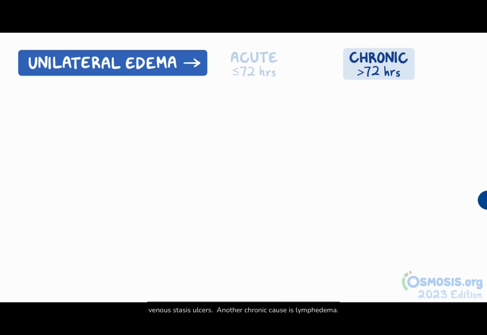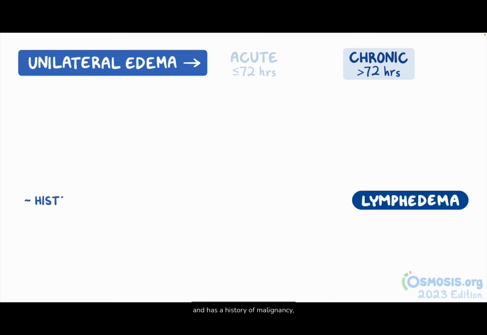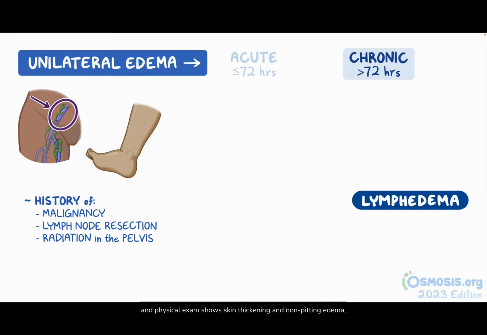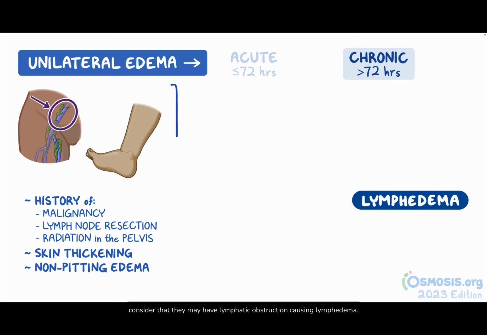Another chronic cause is lymphedema. If your patient is affected by chronic unilateral leg edema and has a history of malignancy, lymph node resection, or radiation in the pelvis, and physical exam shows skin thickening and non-pitting edema, consider that they may have lymphatic obstruction causing lymphedema.